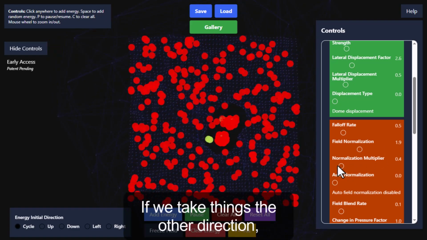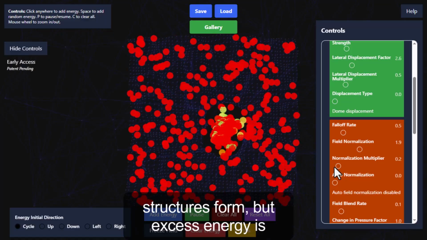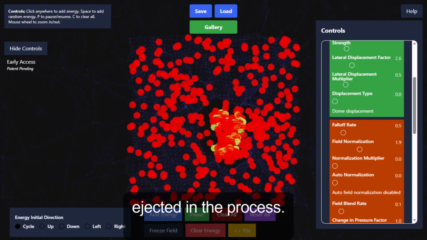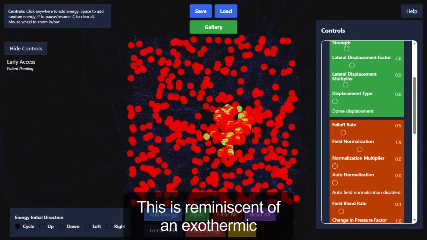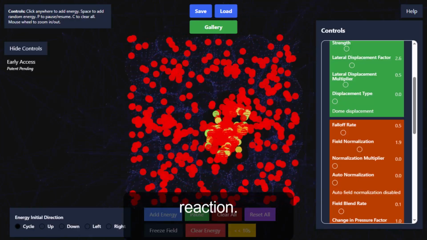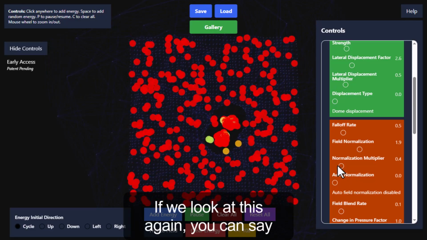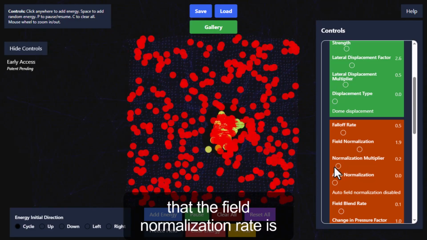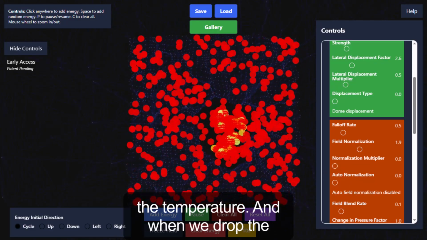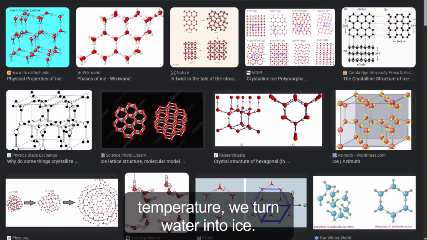If we take things the other direction, structures form, but excess energy is ejected in the process. This is reminiscent of an exothermic reaction. In fact, water freezing is exothermic. If we look at this again, you can say that the field normalization rate is the temperature, and when we drop the temperature, we turn water into ice.